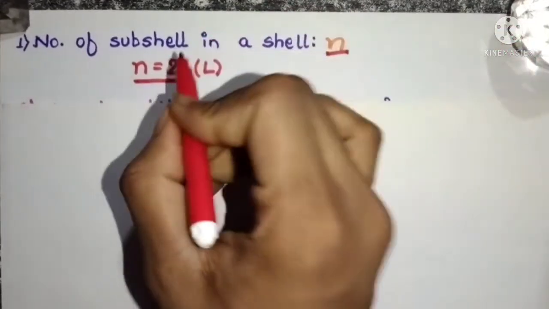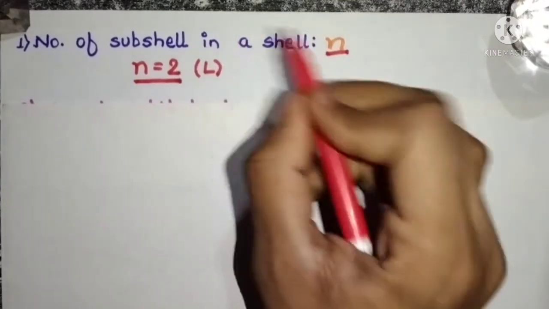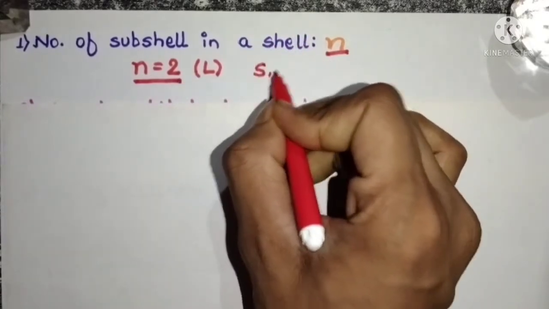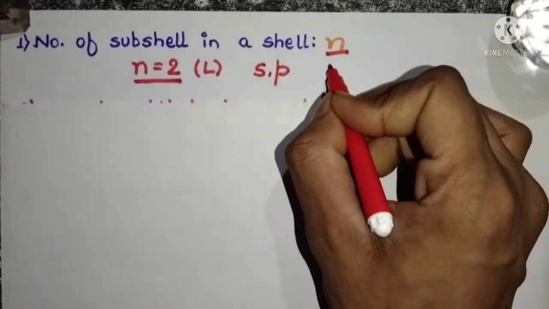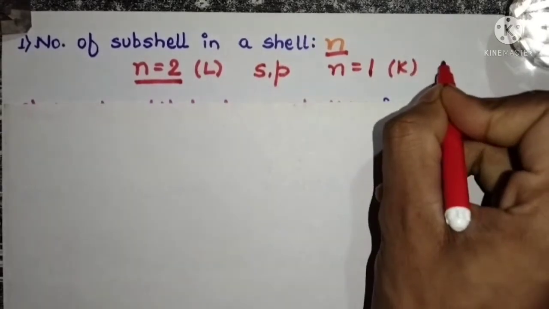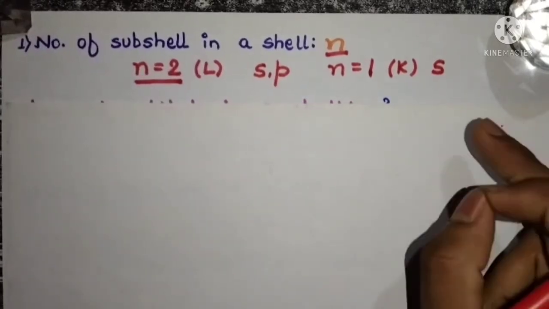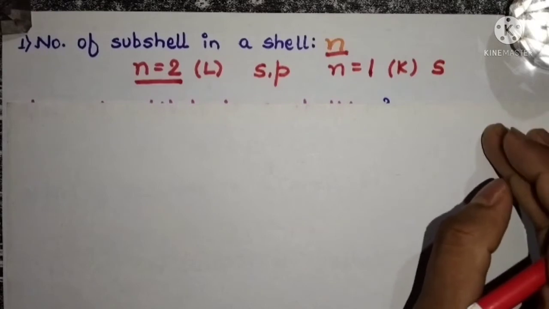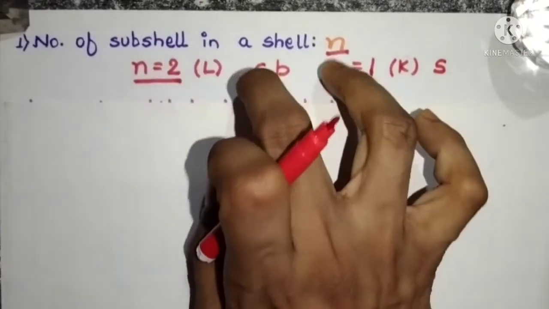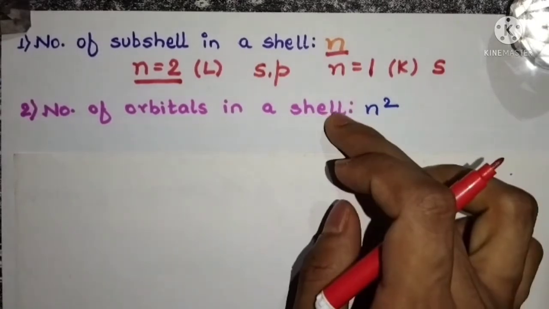Here you can see, if we take the example n equals 2, that is the L cell, then there are two subcells, and those subcells are S and P. If we talk about n equals 1, then the number of subcells is 1, that is S only. If n equals 3, the number of subcells is 3: S, P and D. So whenever you are given a cell, you know the n value, so the number of subcells is equal to that n value.